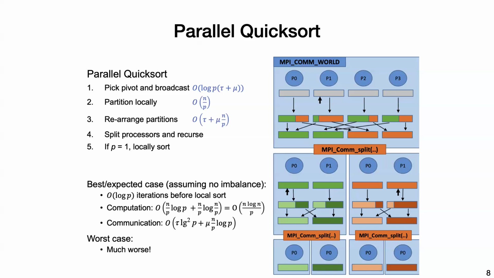Then in the recursive case, you just split the processors in half. So you have p, then you split them into p over 2, and then you just repeat the process. These are the two halves, and so on until the base case where p equals 1. And when p equals 1, you just locally sort the elements that you have.